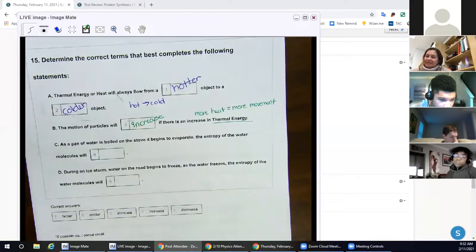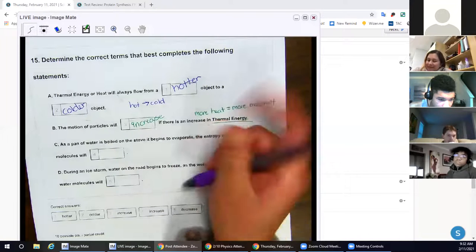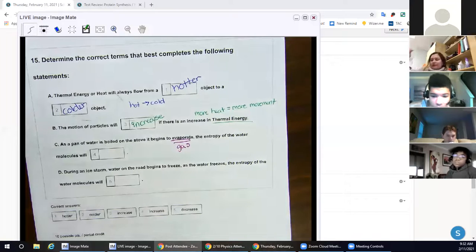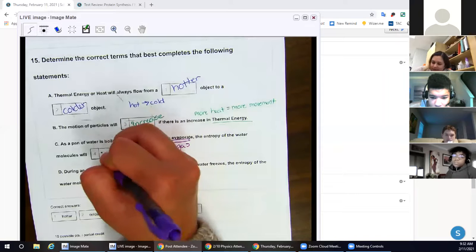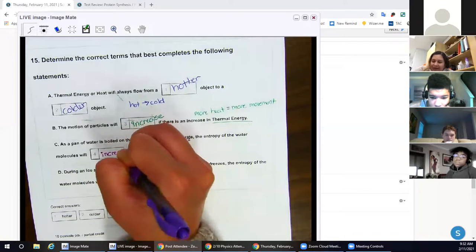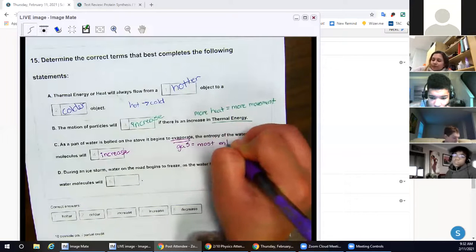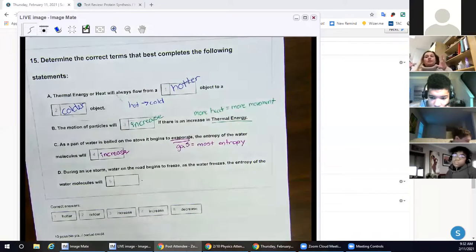C, as a pan of water is boiled on the stove, it begins to evaporate. So evaporate means it's turning to a gas, in case you didn't know that. That steam starting to rise. The entropy of the water molecules will increase. Remember, gas has the most entropy, because those molecules are so spread out, they're moving back and forth constantly. And that's what entropy likes. It likes moving, it likes chaos, it likes disorder.